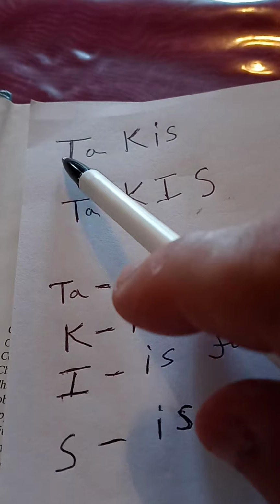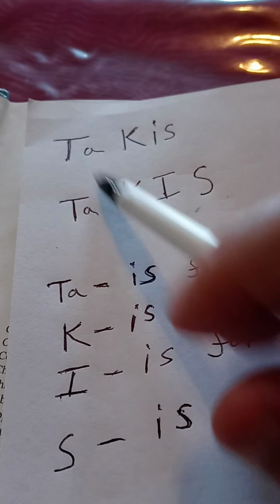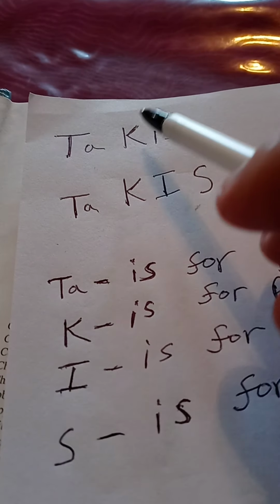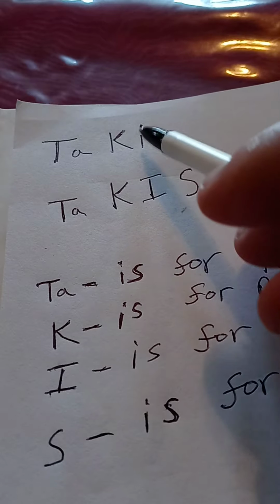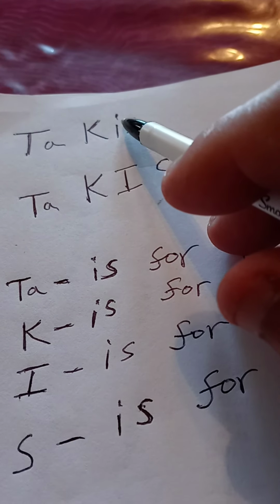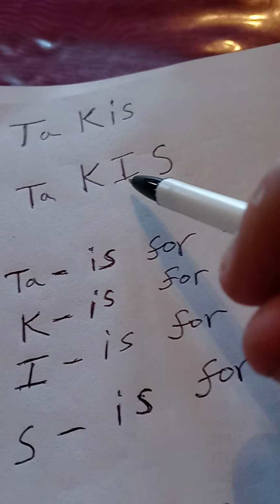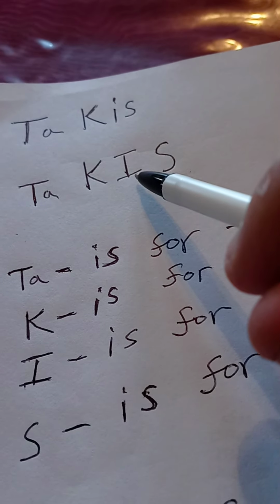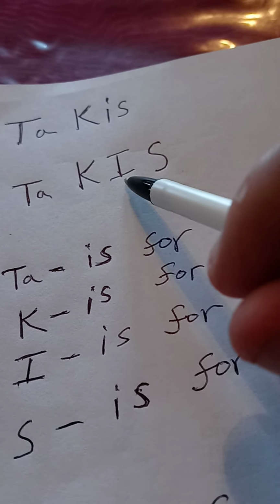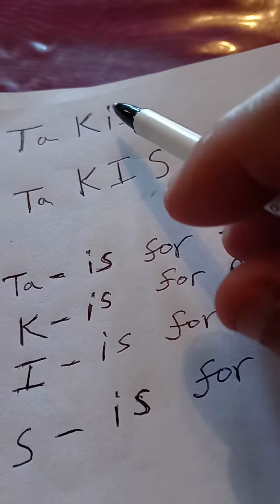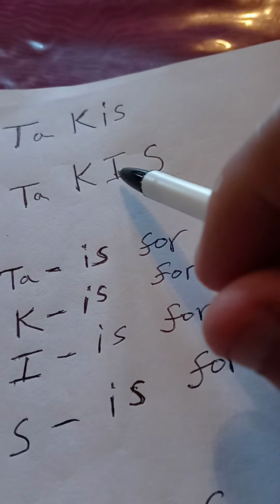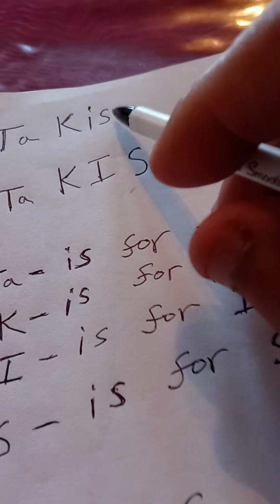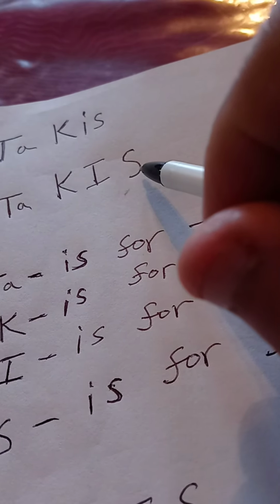So I took the T, capital T, I put it there. I took the A from here, the lowercase A, and left it here. Then I took the K, and it's capitalized. Then I took the I, which is a lowercase I right here, and I turned that into a capital I, because that's the way it's supposed to be in the periodic table of elements. If it's only one letter representing a chemical symbol, then you have to capitalize it. And then I got the S. I capitalize the S, of course.